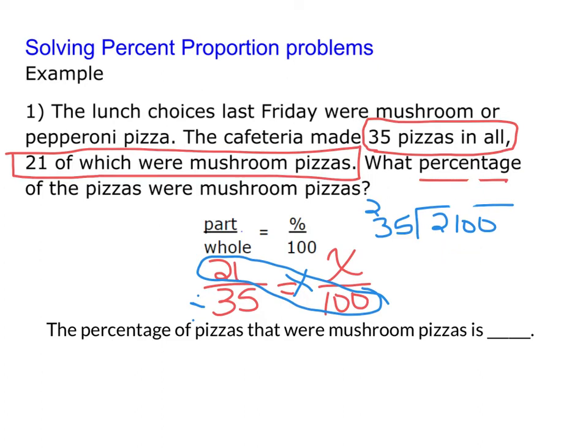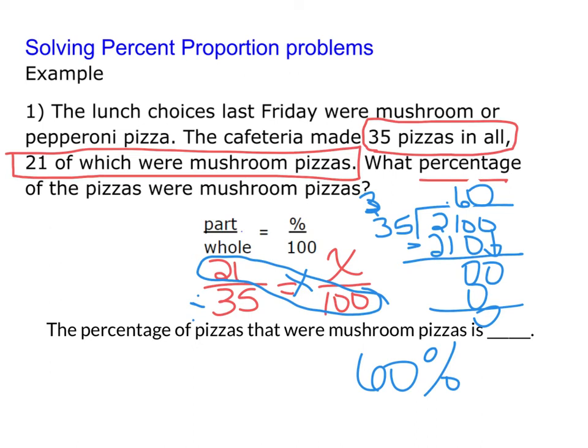So I'm going to try it again. I'm going to put 6. 6 times 5 is 30. 6 times 3 is 18 plus 3, that's 21. So I'm going to put my 0 because you subtract that and bring down the 0. 35 into 0 is 0. So that means this is 60. So the percentage of pizzas that were mushroom pizzas is 60%.